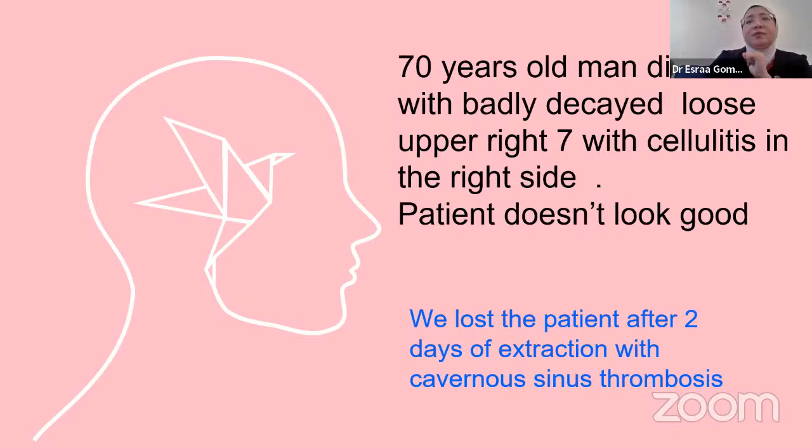This was a situation we faced in our clinics. A 70-year-old patient came with a badly decayed loose upper right 7, with cellulitis on his right side. The patient wasn't okay, and the doctor was not that experienced. He thought the best action was to remove the cause and give antibiotics for 1 week, or 7 days or 10 days. Unfortunately, we lost the patient 2 days after extraction with cavernous sinus thrombosis.